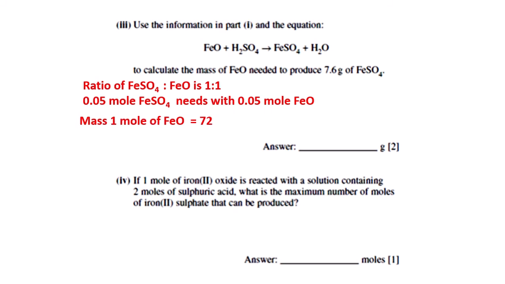And then to get the mass of it, 1 mole of FeO, 72. That was in the question, remember, at the start. And therefore 0.05 mole is going to be 0.05 times 72, 3.6 grams, and that's our answer. And the last part of the question, now the final answer is actually very simple, 1. I'll show you the working out, the logic behind it.